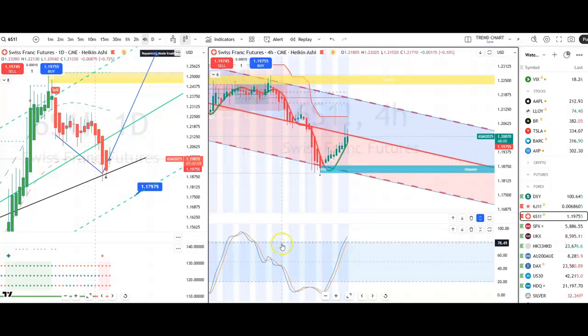Looks like to me that this needs to move up a little bit more into this here, which is correlation. I would love to see it up in here into 122.50. That would be fantastic.